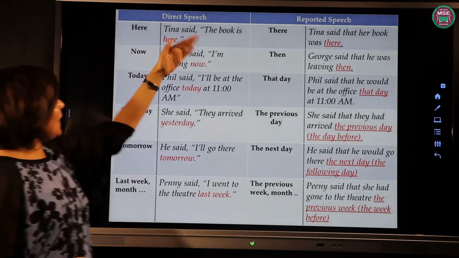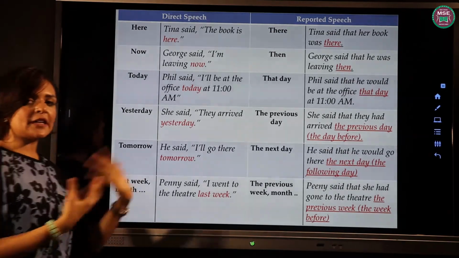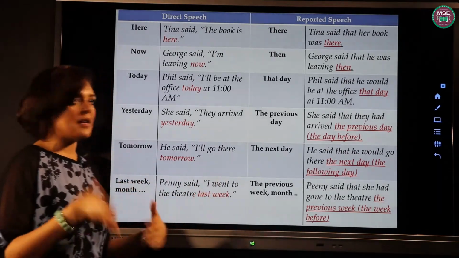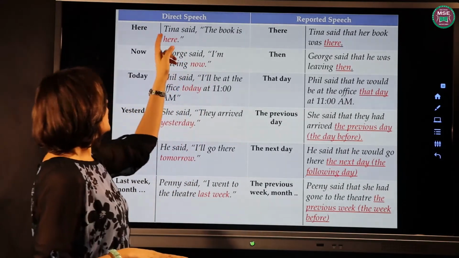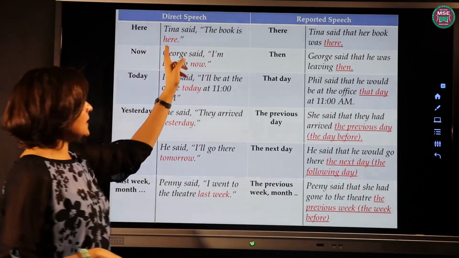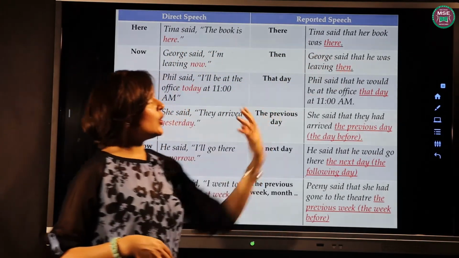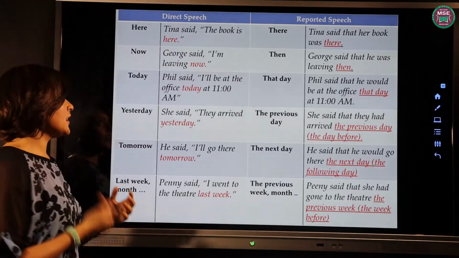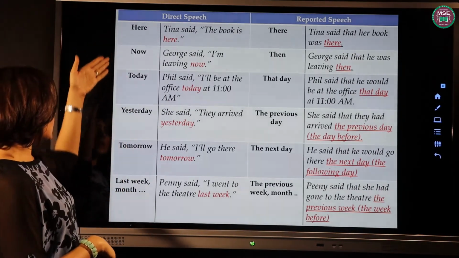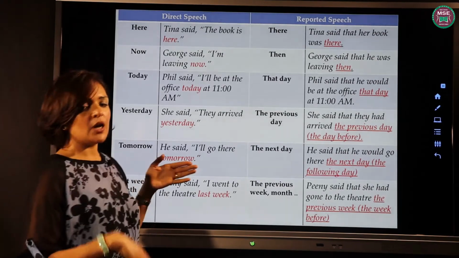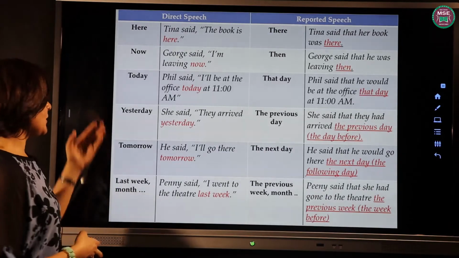Here will be there when I speak about something that happened in a place. When I speak about it later, I will say, mentioning that place, which is there, not here anymore. Tina said, the book is here. In the indirect it will be, Tina said that her book was there, in the place she was speaking at. Okay, we will change these time expressions in different words in the indirect or in the reported speech.